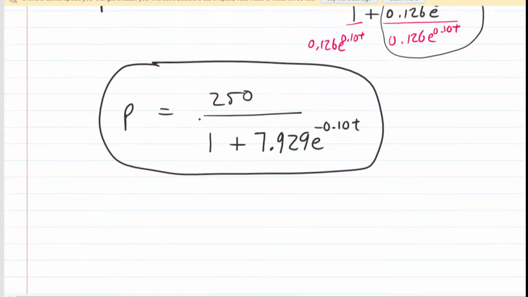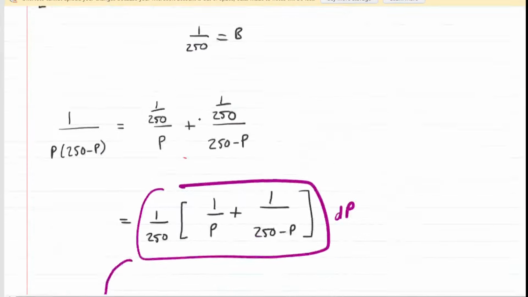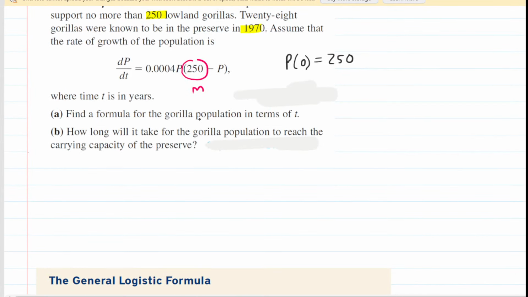We are now going to move on to part B, and in part B of the question, we are asked how long will it take for the gorilla population to reach the carrying capacity. Now, the carrying capacity is given by this value in the differential equation. They sometimes call that m in the textbook.